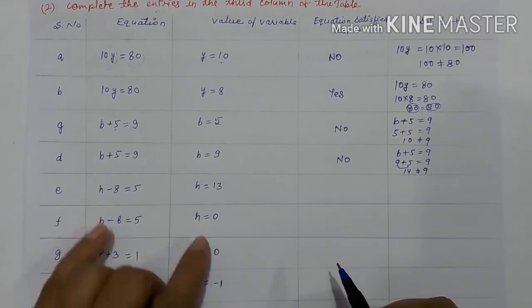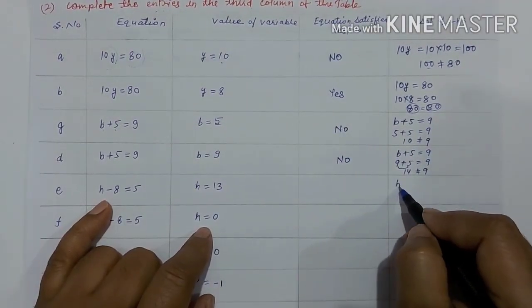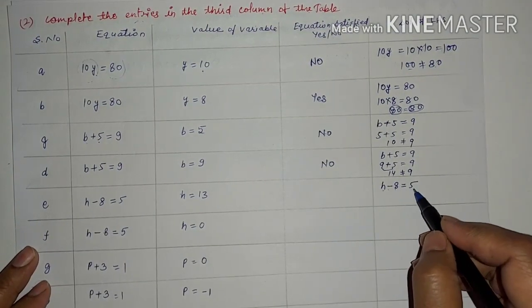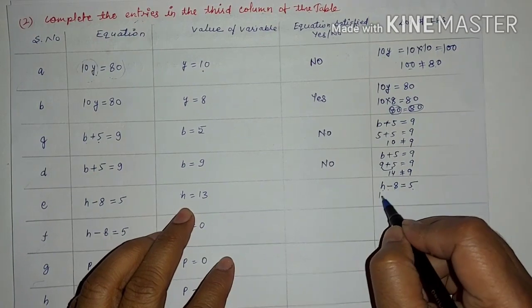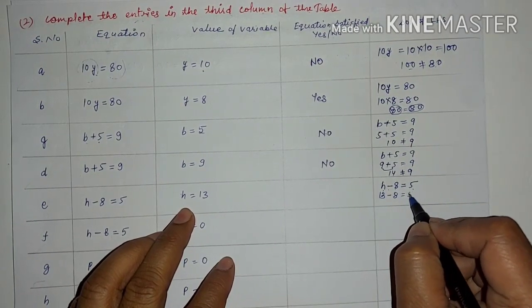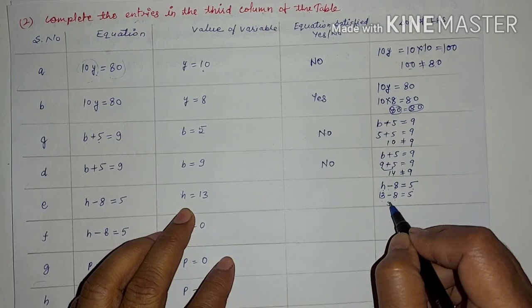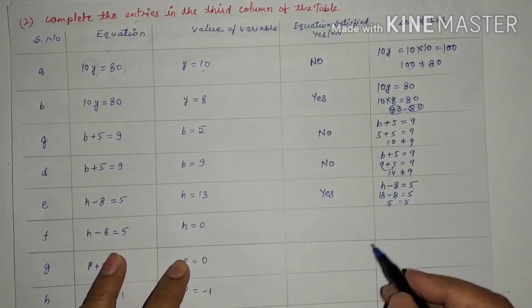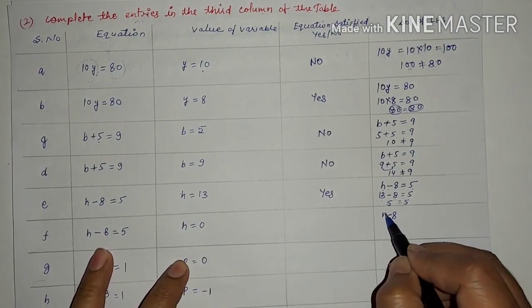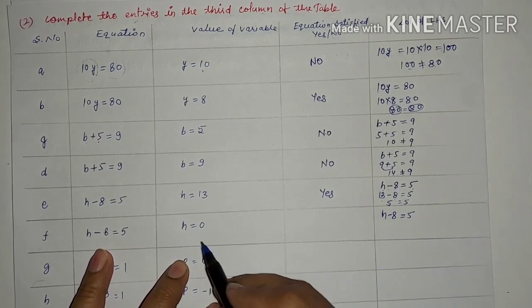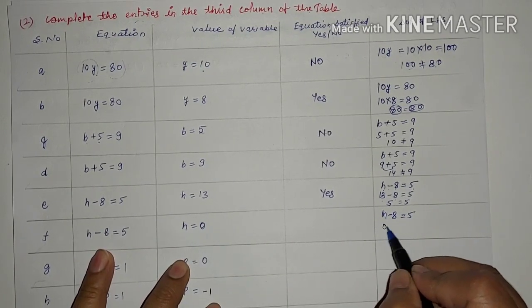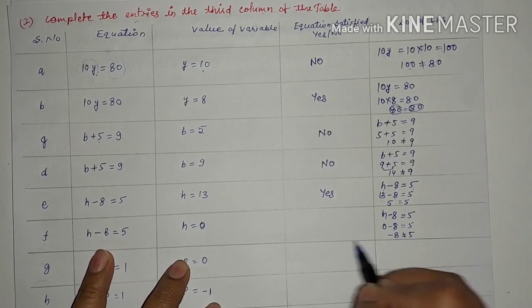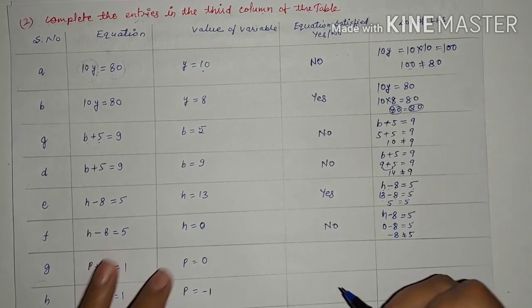Okay, now next is h − 8 = 5. Here the h value is 13. So 13 − 8 = 5, which is equal to 5. The value is the same, so your answer is yes. Next, h − 8 = 5 and the value of h is 0. 0 − 8 = −8, which is not equal to 5. Your answer is no.